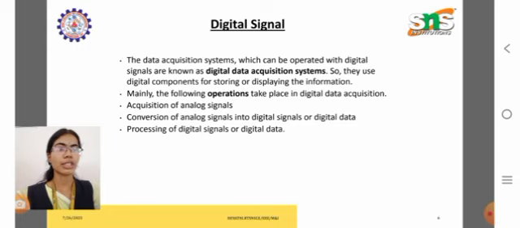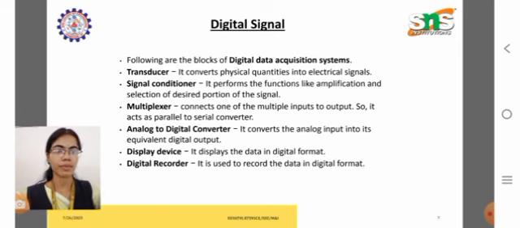The data acquisition systems which can be operated with digital signals are known as digital data acquisition systems. So, they use digital components for storing or displaying the information. Mainly, the following operations take place in digital data acquisition: acquisition of analog signals, conversion of analog signals into digital signals or digital data, and processing of digital signals or digital data.